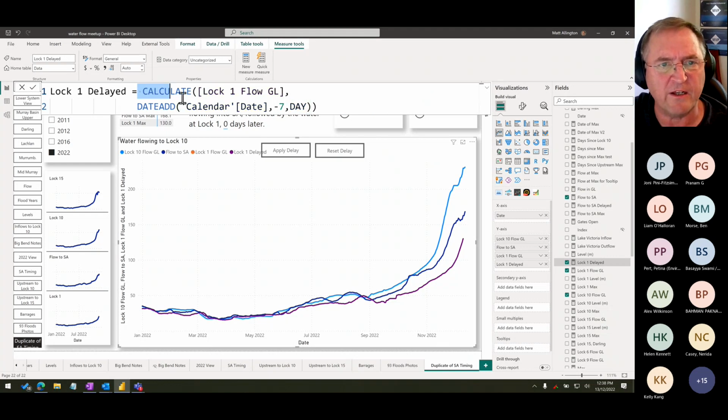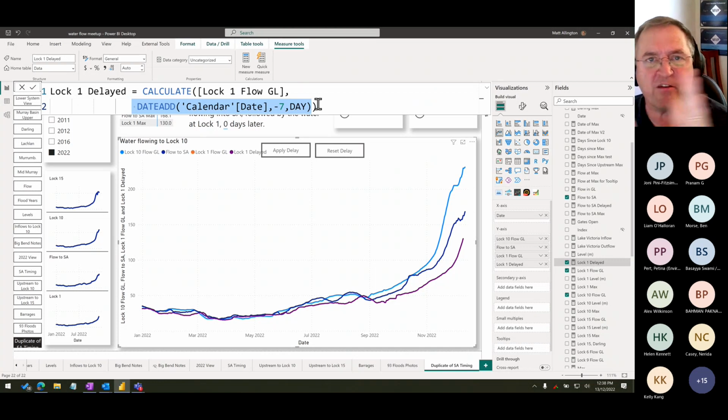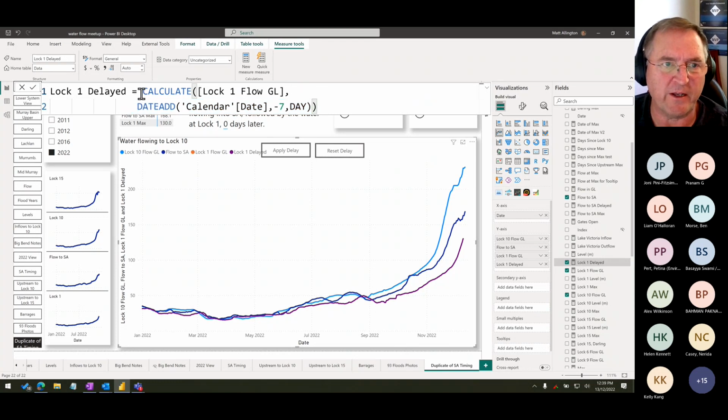write this formula: calculate the flow to lock one in gigaliters, but I'm going to use this time intelligence calculation. It says DATEADD. So DATEADD is a time shifting calculation. So the way to read this formula is calculate the flow in gigaliters to lock one, but before you do that, I want you to do a time shift. I want you to do a time warp. I want you to go back in time 7 days.